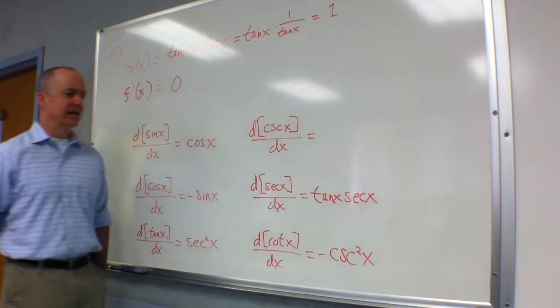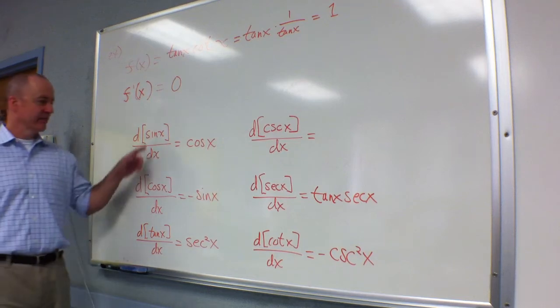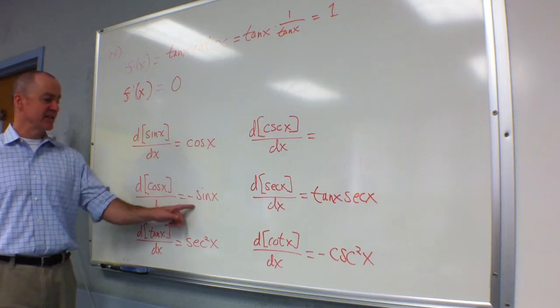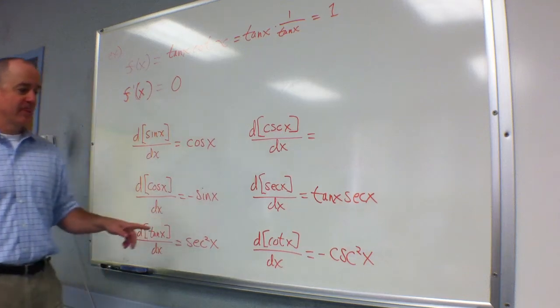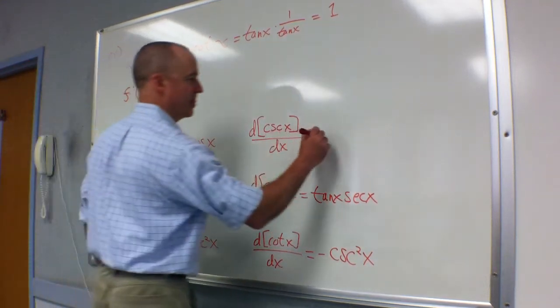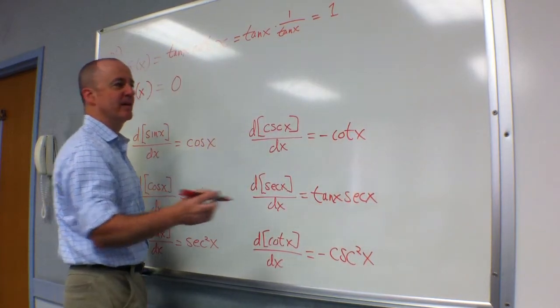Let me see. Look at tangent and cotangent. Look at sine and cosine. There is a pattern. It's not the most intuitive one in the world. Wait. Derivative of sine was cosine. Derivative of cosine was negative sine. Negative tan x cosecant x? Negative cotangent x, cosecant x.